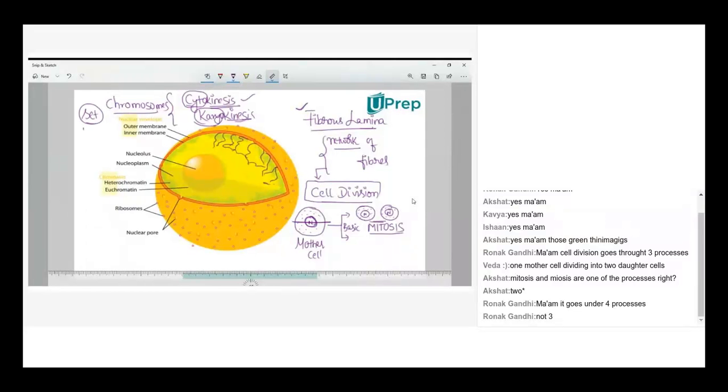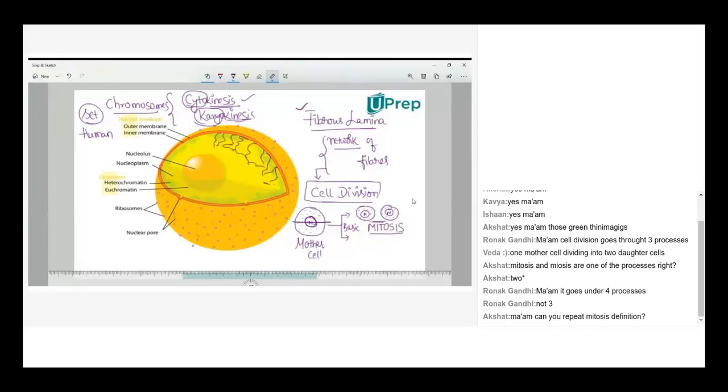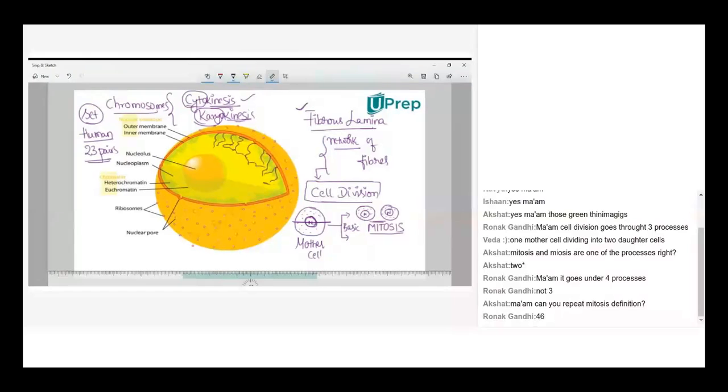Assume human. In the human body, if you take chromosomes, mitosis, I didn't define that. I'll define it. When you take the human body, you will have 23 pairs of chromosomes. So altogether how many chromosomes are in the human body? Yes, 46. You will have 46 chromosomes in each cell throughout your body. Each cell possesses 46 chromosomes.